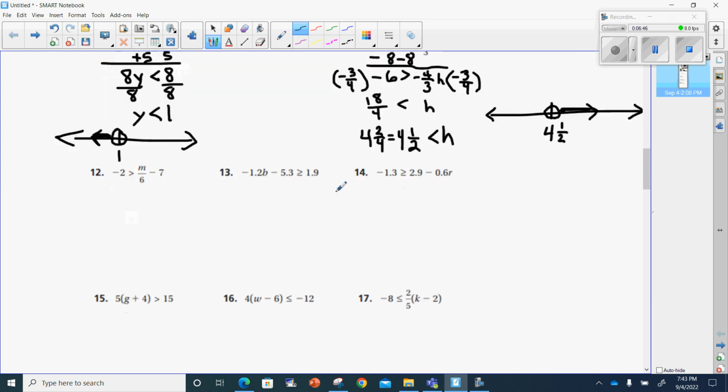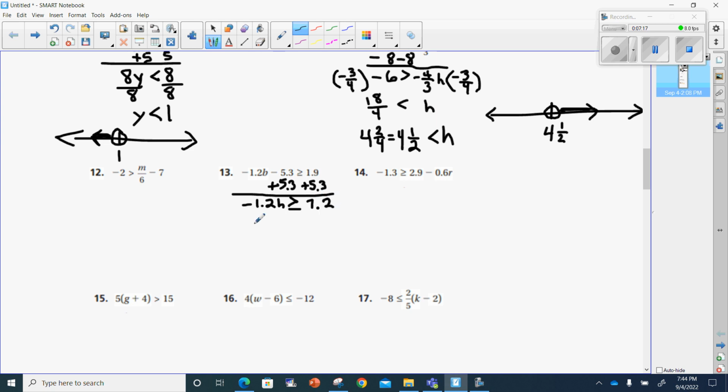Got decimals here. Ooh, scary decimals. Combine the like terms. These don't have h's with them. So I'm going to add 5.3. Now I got negative 1.2h is greater than or equal to, looks like 7.2.